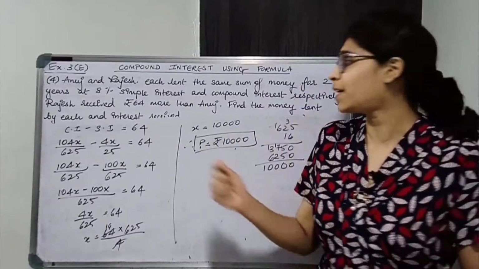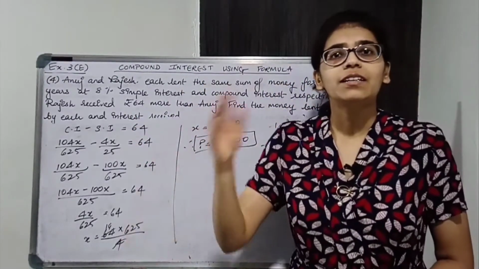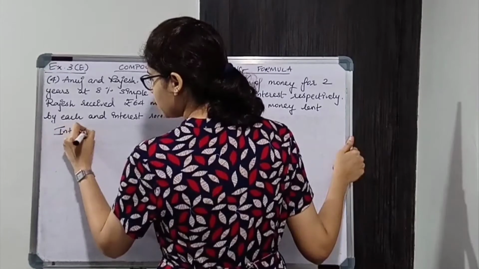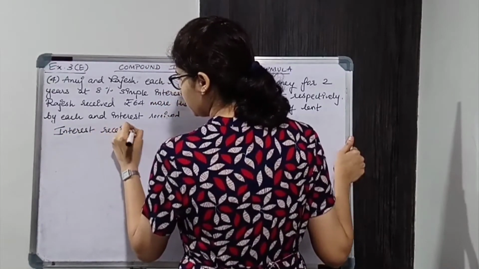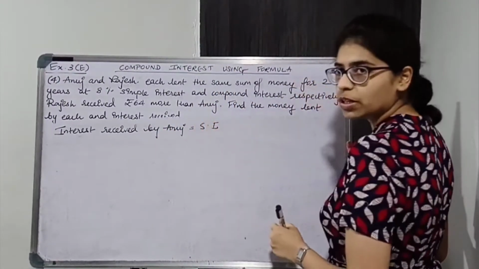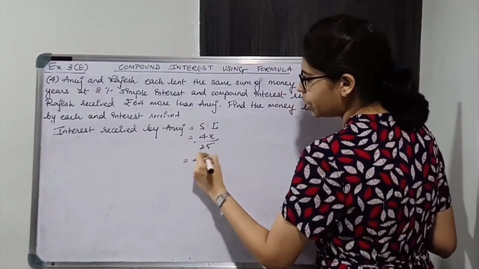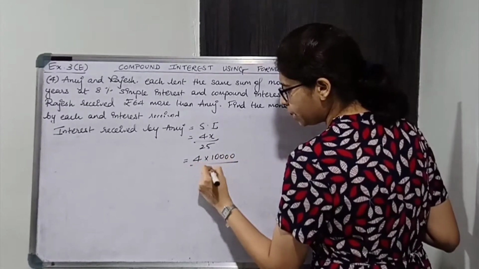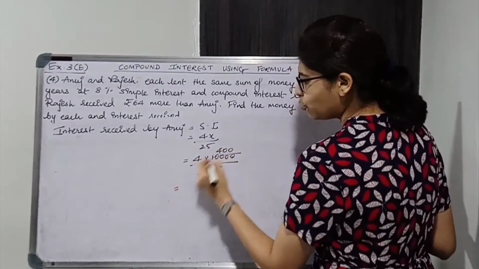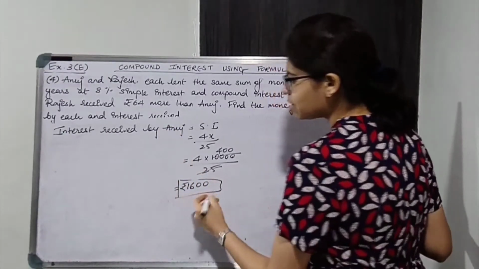Now we also need to find the interest received by both of them. So it's very easy. We know CI, we know SI in terms of x. We just have to substitute the value of x. So interest received by Anuj is nothing but SI. How much was simple interest? It was 4x upon 25. So 4 into 10,000 upon 25. 25 4s are 100, and the remaining 2 zeros. 4 4s are 16 and 00. So interest received by Anuj is rupees 1600.